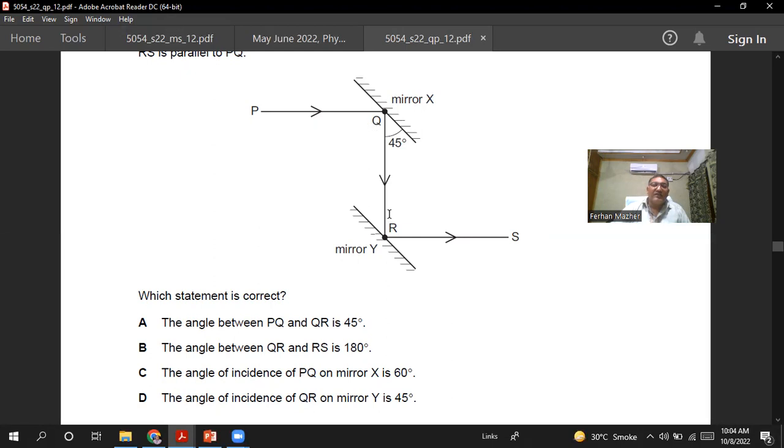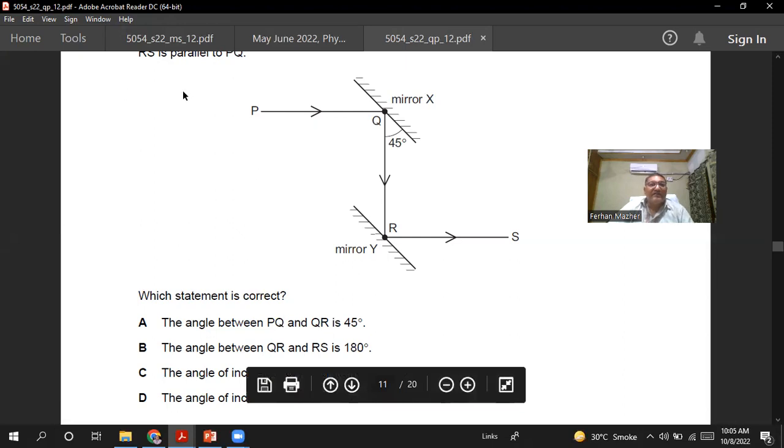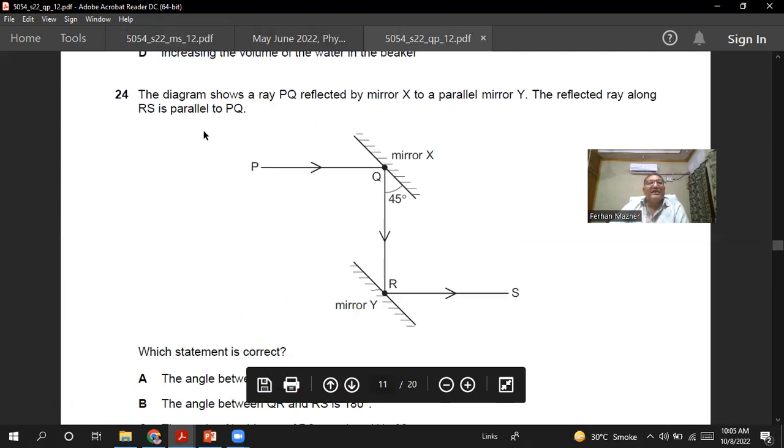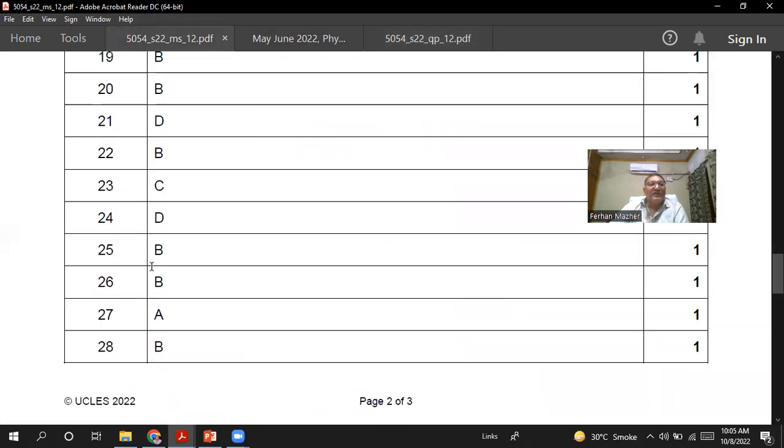So the angle of incidence here will be 45. So you see, the angle of incidence of the QR on the mirror Y is 45. I think D is the right option. So let's check. This is question number 24. D is the right option.